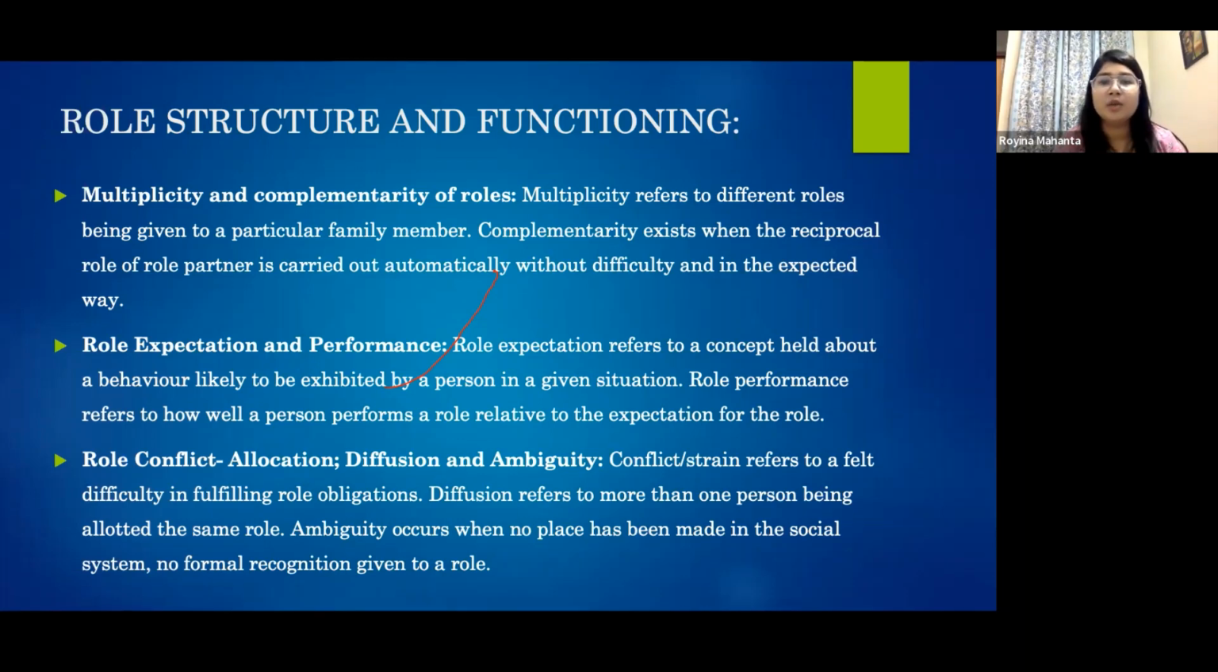Ambiguity occurs when no place has been made in the social system, no formal recognition given to a role. For example, the role of a stepfather or a stepmother may not be given any formal recognition in the society. So, what does that role involve may be very unclear.